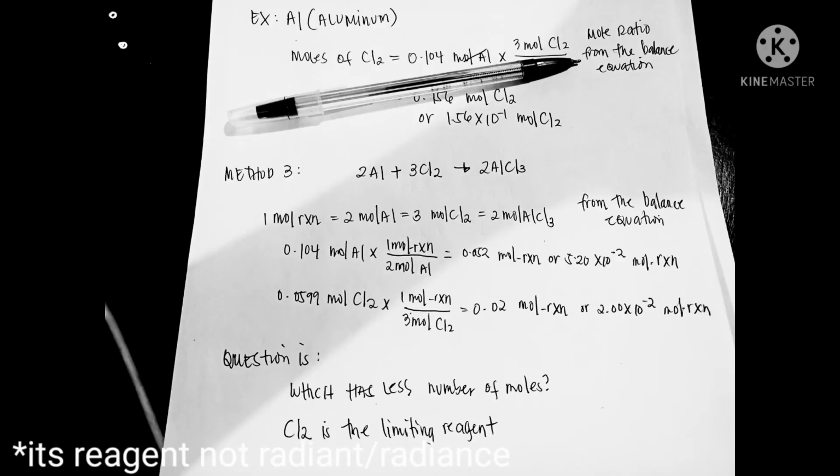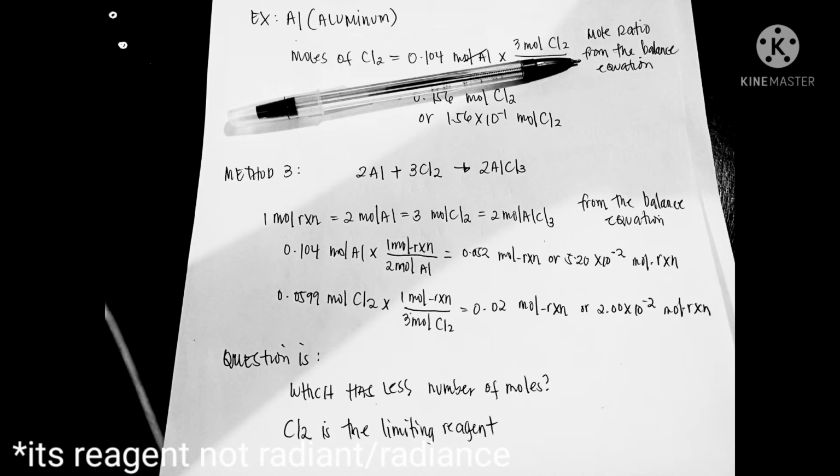Let's use the balanced chemical equation for method 3. 1 mole of reaction is the number of moles given by the coefficient in our balanced equation. 1 mole of reaction is when 2 moles of aluminum react with 3 moles of chlorine gas to produce 2 moles of aluminum chloride. Gamitin natin yan to set up ratios.